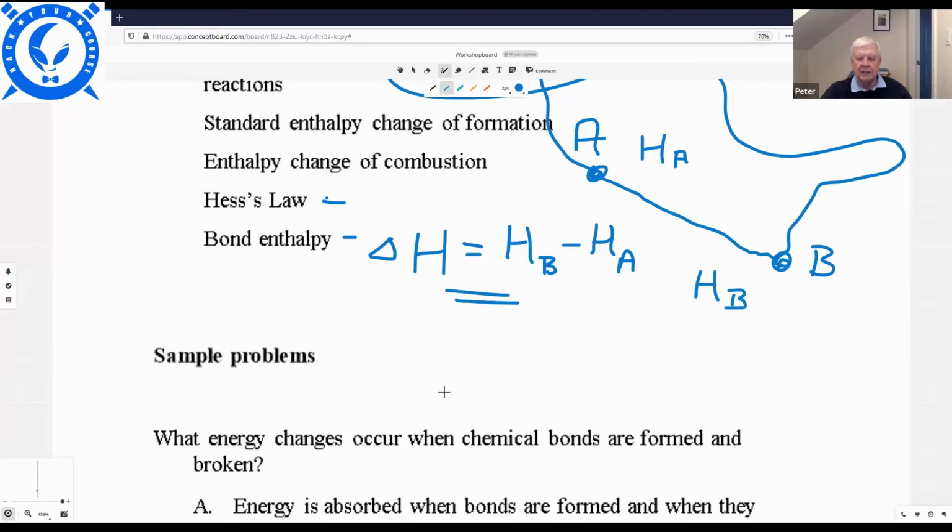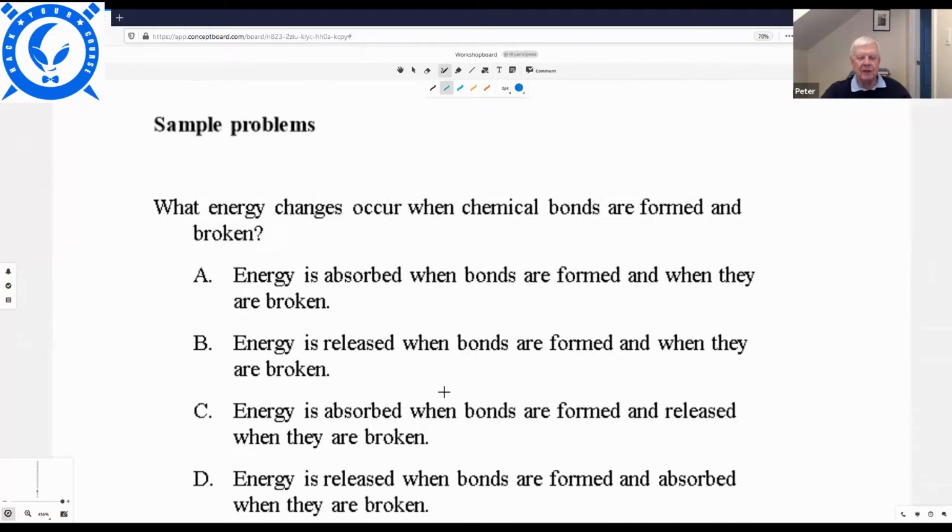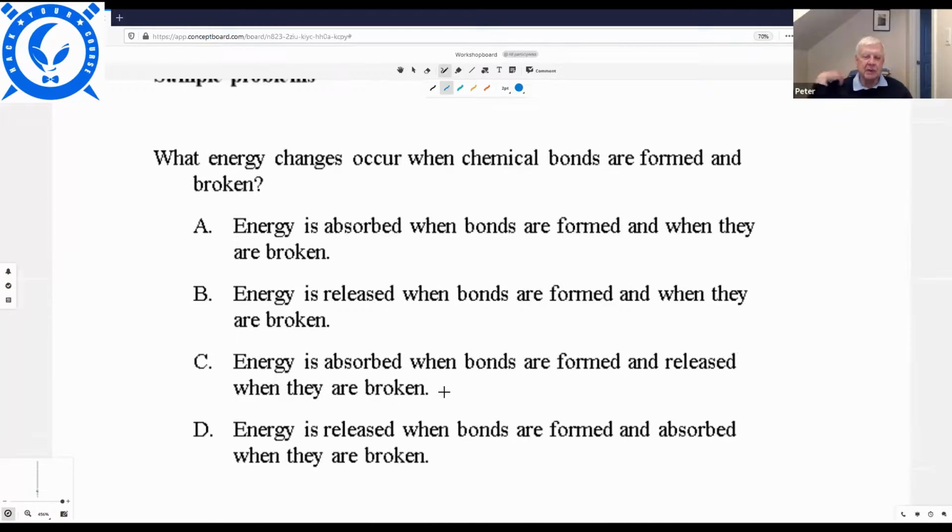So therefore, let's start off with this multiple choice question. Speaking of bond energies, what energy changes occur when bonds are formed and broken?